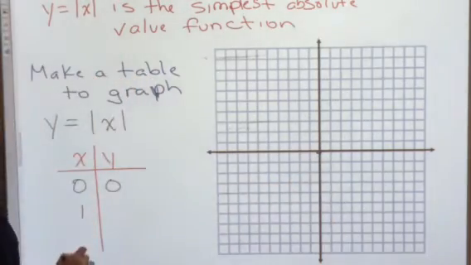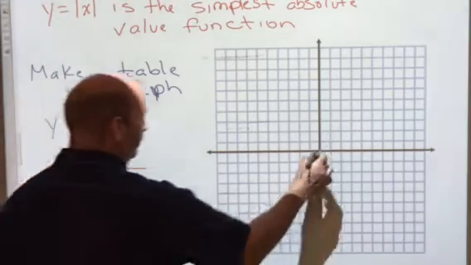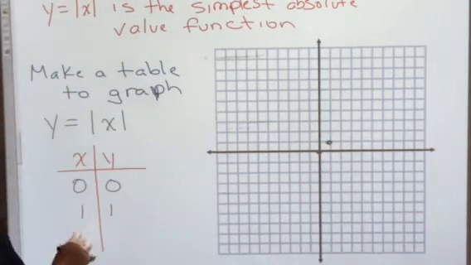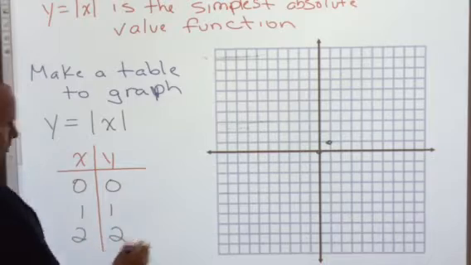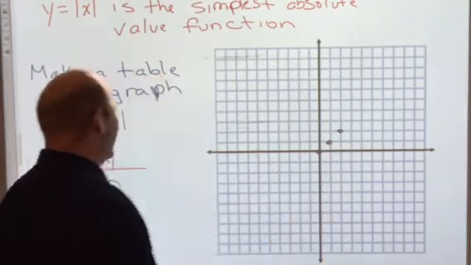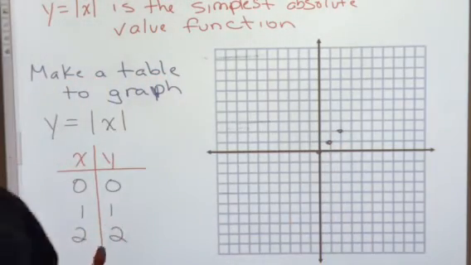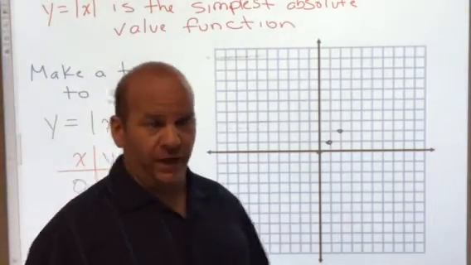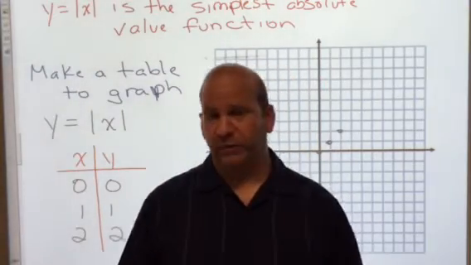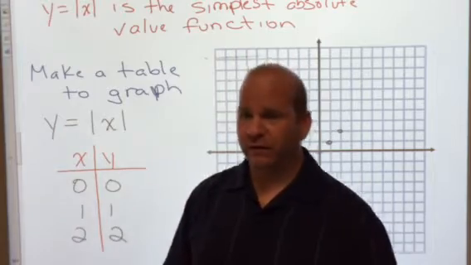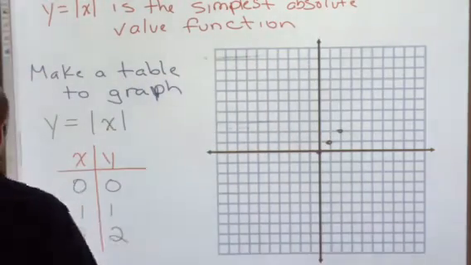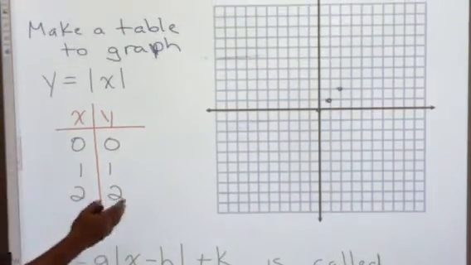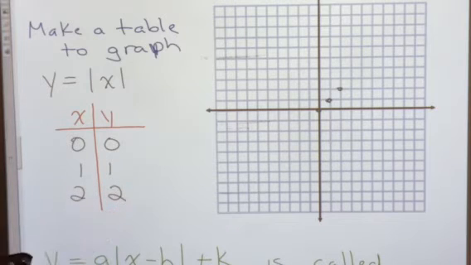When you plug in 1, the absolute value of 1 is 1. So you have this point. When you plug in 2, the absolute value of 2 is 2. So you have this point. Now, absolute value is distance from 0. Distance can never be negative. You know that from way years past, but definitely from geometry, distance cannot be negative. So obviously, if you put in 3, you're going to get 3. If you put in 4, you're going to get 4.